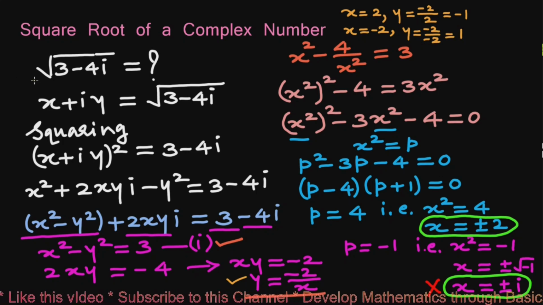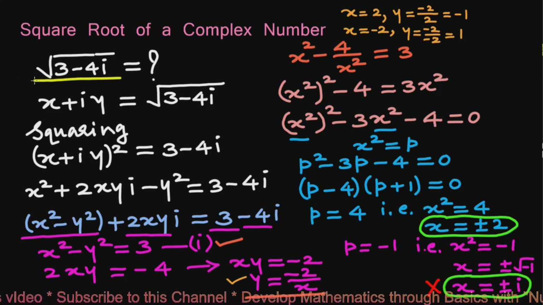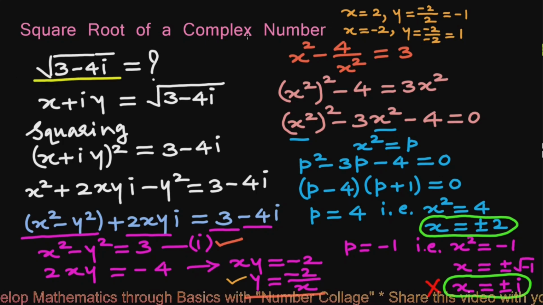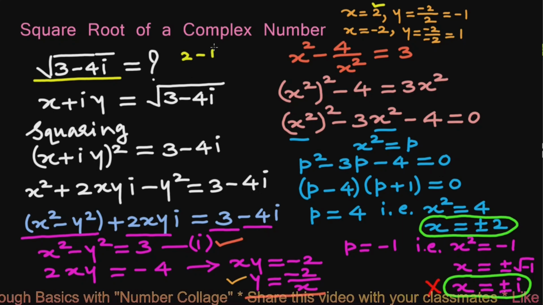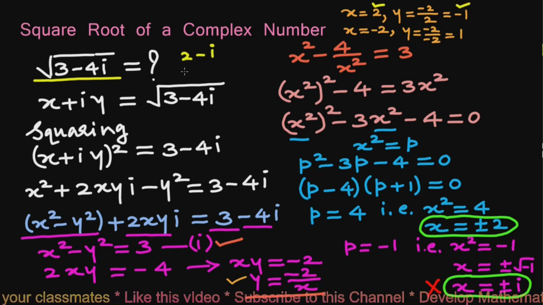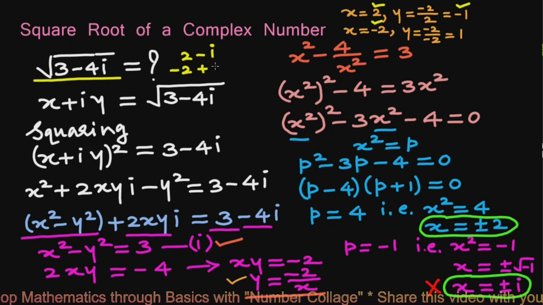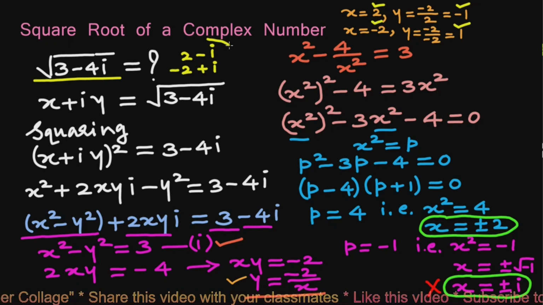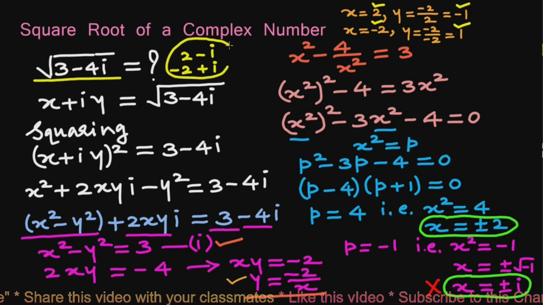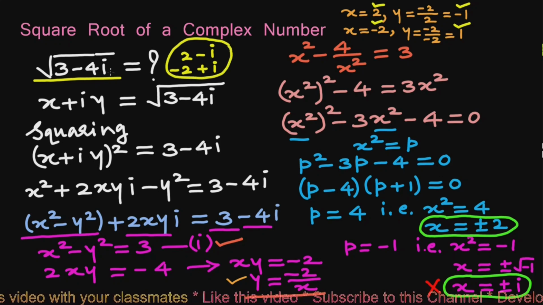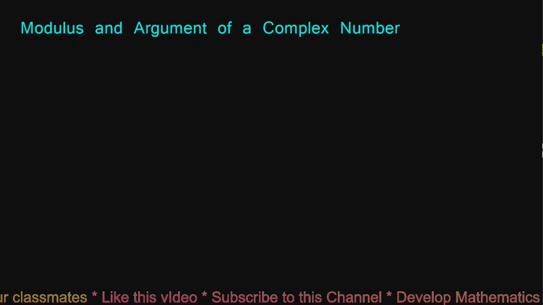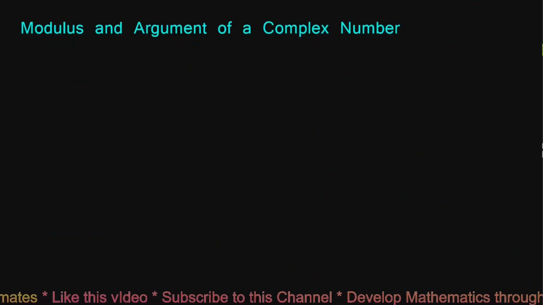So we will get 2 square roots of 3 minus 4i. The first being 2 minus i from this minus 1, and the second root will be minus 2 plus i from this 1. So these are the 2 square roots of 3 minus 4i. Next we will understand what is modulus and argument of a complex number.